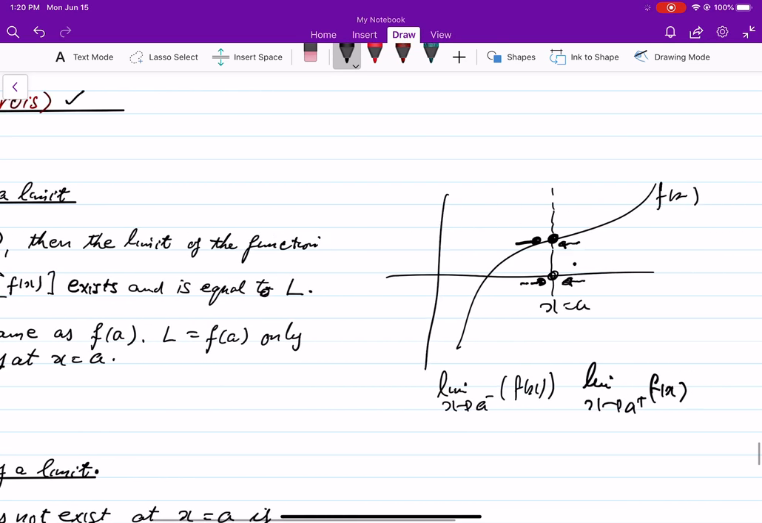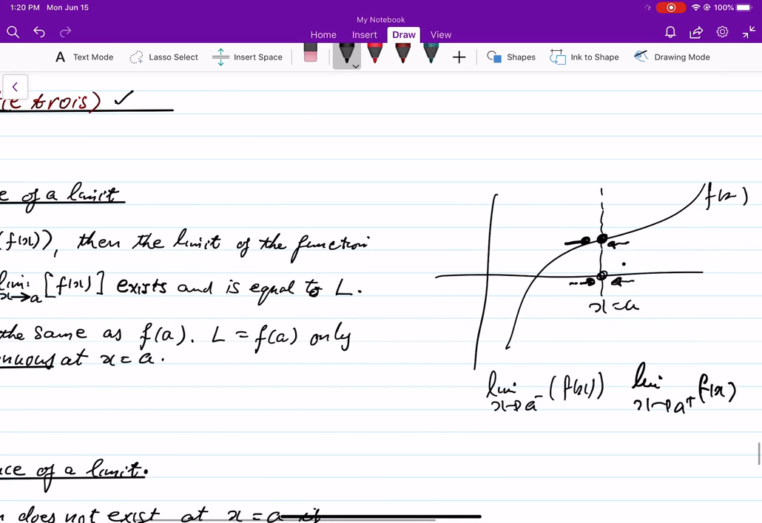Right? So that's all that means. The limit as x approaches a minus of f of x means you find the limit as x is approaching a from the left, and the limit as x approaches a plus of f of x means you're finding the limit as x is approaching a from the right. Okay.